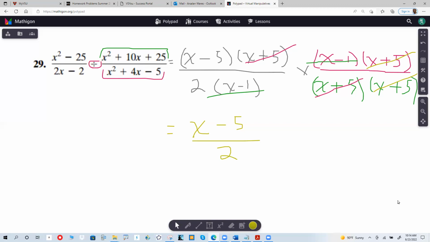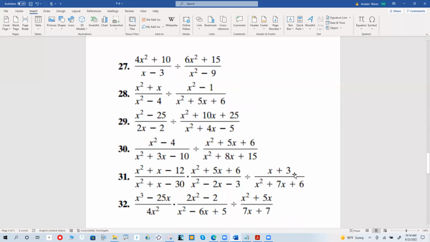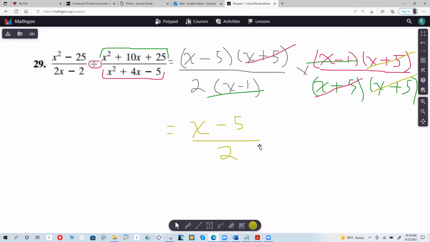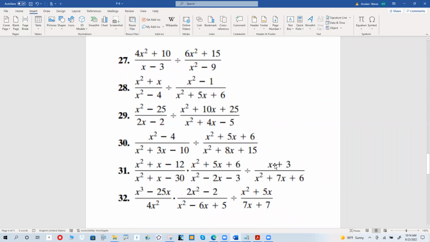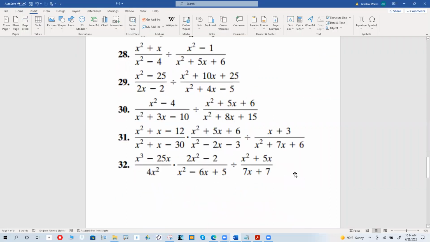All right, guys, let's move on. If you don't have any questions, I'm going to move on. We'll see if we can do a few other problems from our text. All right, so let's see which one we did. We did 29. Okay, let's do something really ugly. Okay, let's do 31.